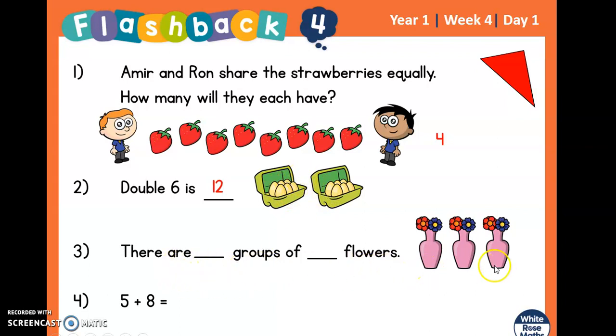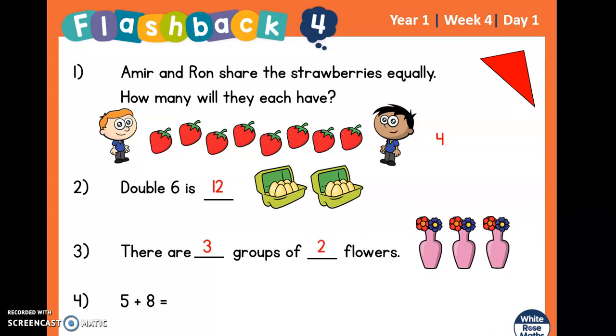Here, we've got to describe the groups of flowers. There are something groups of something flowers. So think how many groups and how many flowers in each one. So we have 3 groups of 2 flowers.